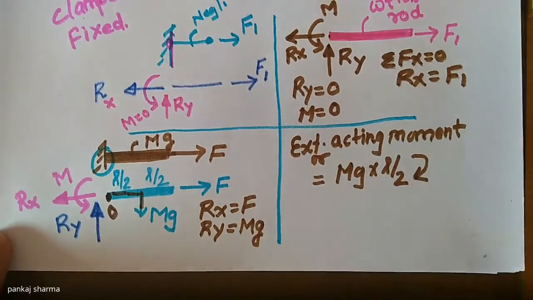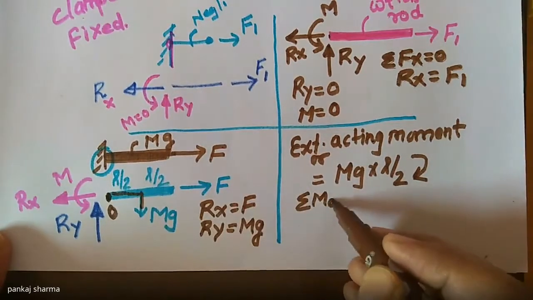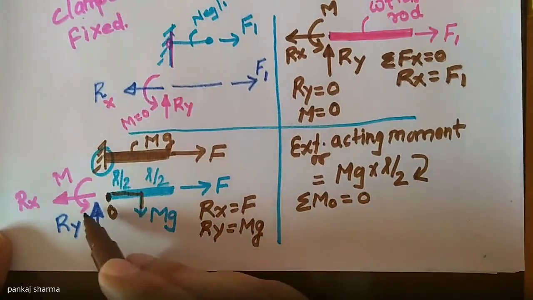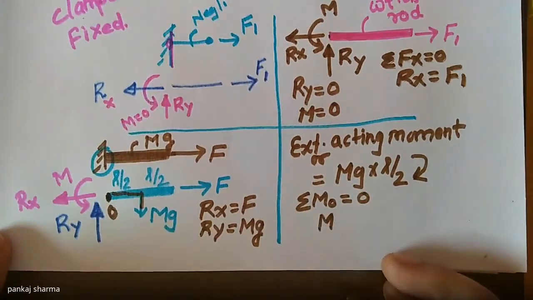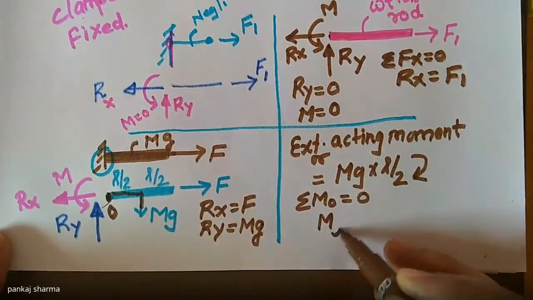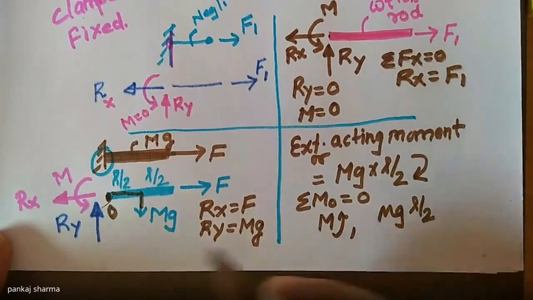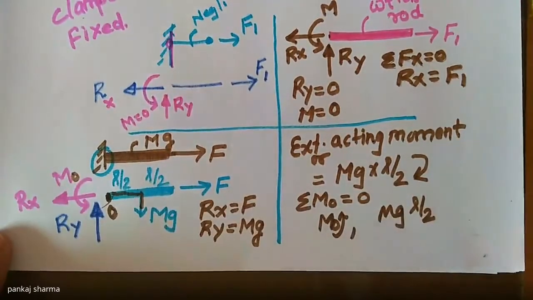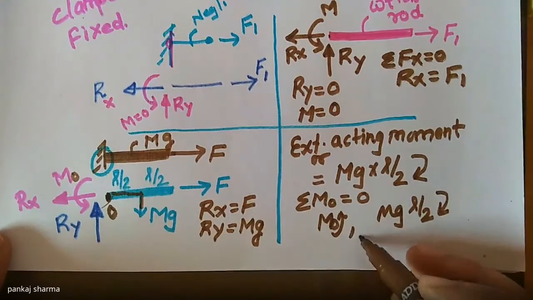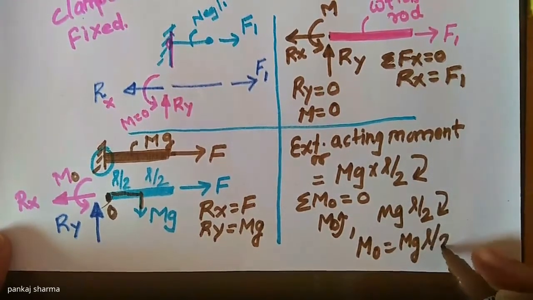It is a structure, so the net moment must be 0. At this point with respect to O, the net moment must be 0. The direction may be assumed; M is the reacting moment, direction anti-clockwise. And the acting moment is mg L by 2, direction clockwise. So clockwise moment is equal to anti-clockwise moment. So what about the value of M naught? It is mg L by 2.